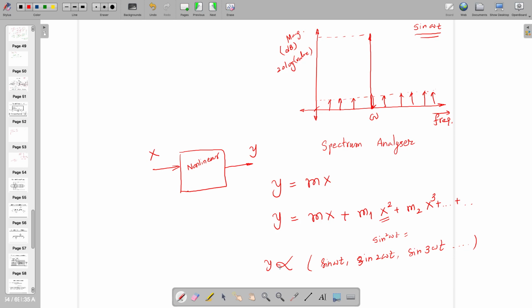Means y, which is drawn here, when it was linear, it was like this. But when it is passing through a non-linear circuit, you are going to see some more impulses which are coming exactly at 2 omega, 3 omega, 4 omega, and so on. Are you following this till now?